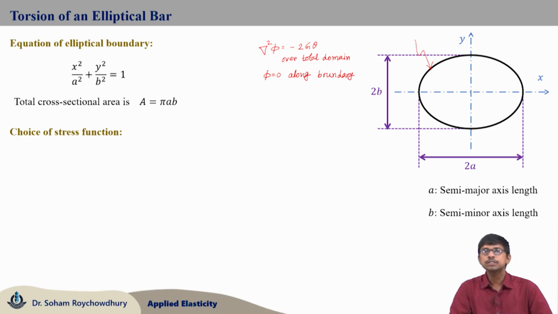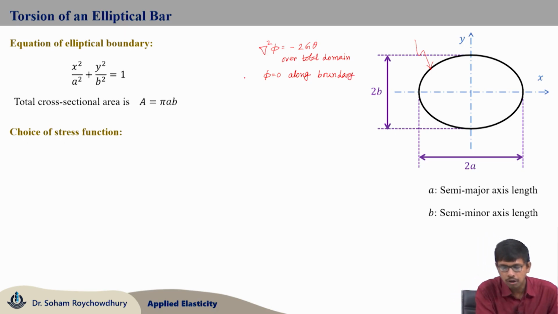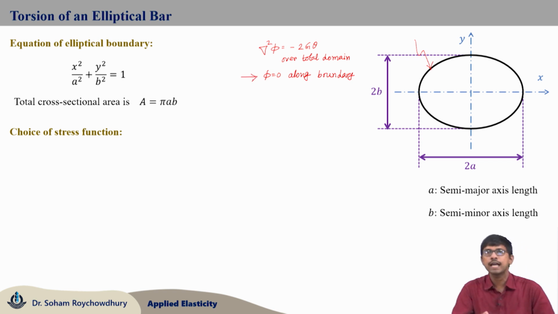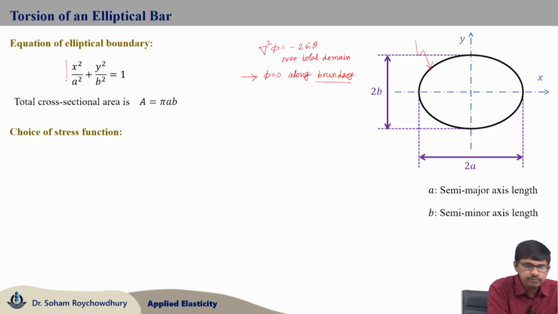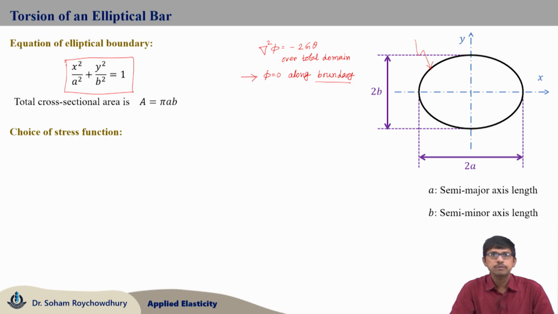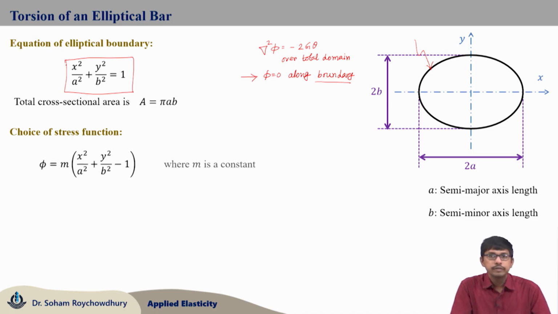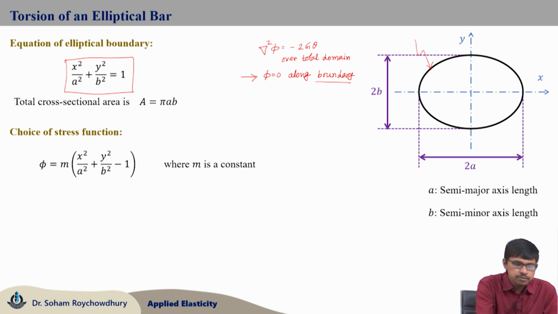Now the initial choice of phi, or Prandtl stress function, always starts with the help of the second condition. We must have phi to be 0 along the boundary, and how is the boundary defined? The boundary is defined by this ellipse equation, x square by a square plus y square by b square equals 1, and hence we can choose our stress function of this particular form: some unknown constant m times x square by a square plus y square by b square minus 1, and you can see x square by a square plus y square by b square equals 1 along the boundary.